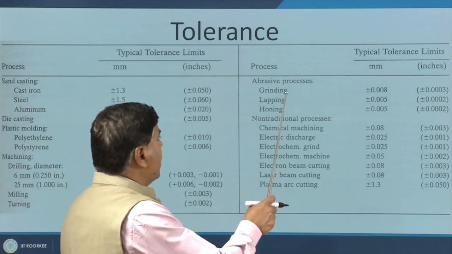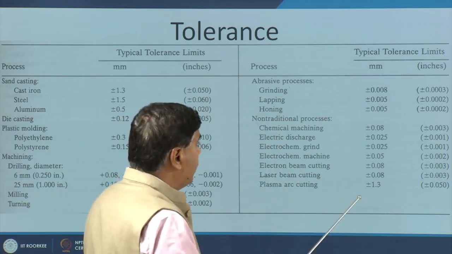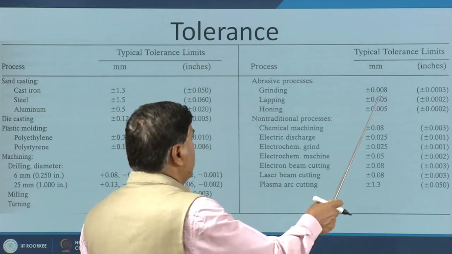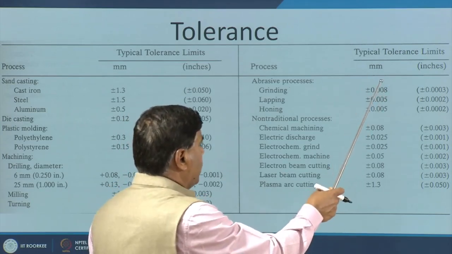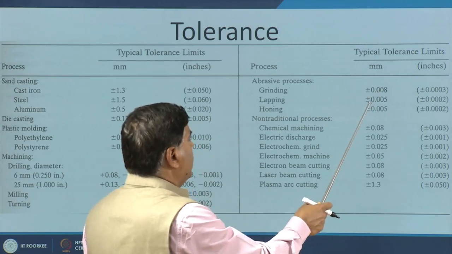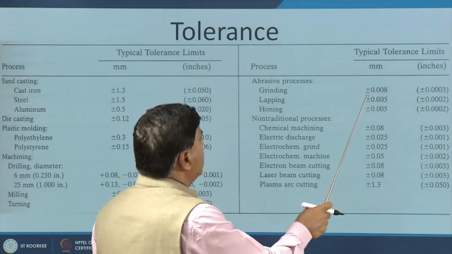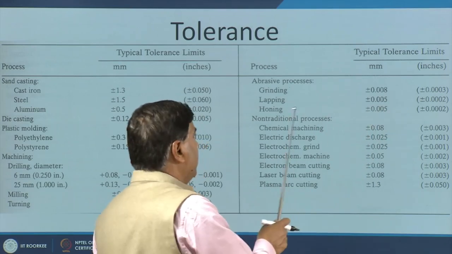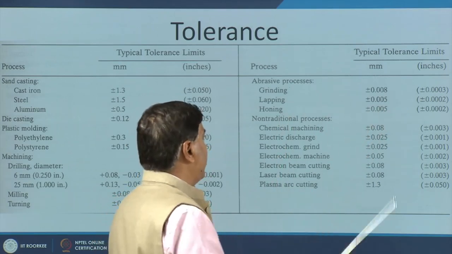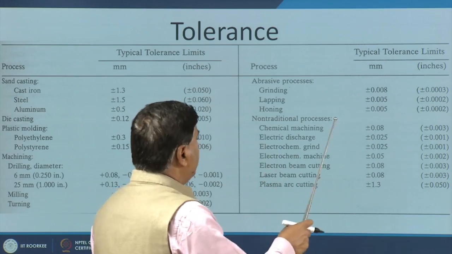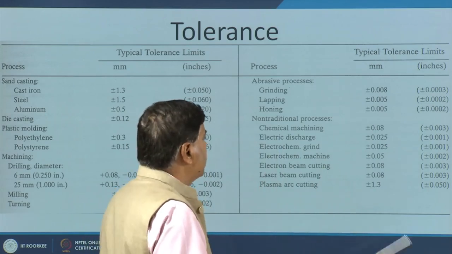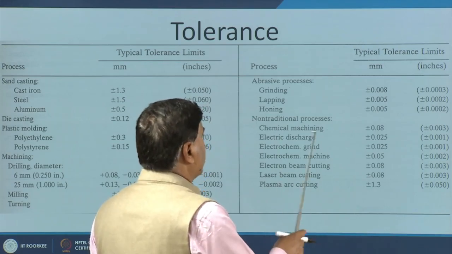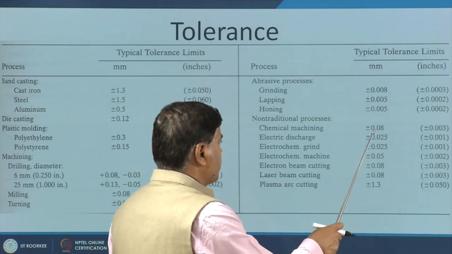Then abrasive grinding, abrasive processes offer further closer control over the dimensions, as we can see from the very close tolerance limits. For grinding it is plus minus 0.08, for lapping it is 0.05 and for honing it is 0.05, and the non-traditional machining processes offer somewhat higher tolerance limits, like for chemical machining it is plus minus 0.08.